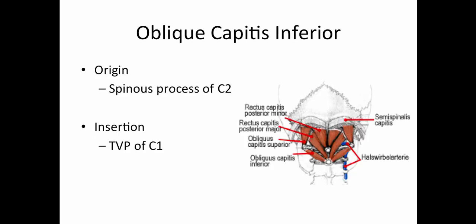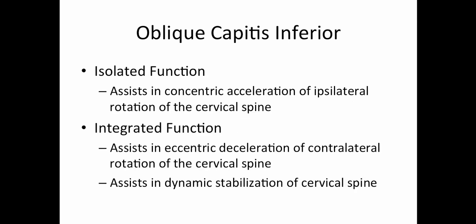The oblique capitis inferior. The oblique capitis inferior's isolated function is to assist in concentric acceleration of same-side rotation of the cervical spine. The integrated function is that it assists in eccentric deceleration of opposite side rotation of the cervical spine, and it assists in dynamic stabilization of the cervical spine.